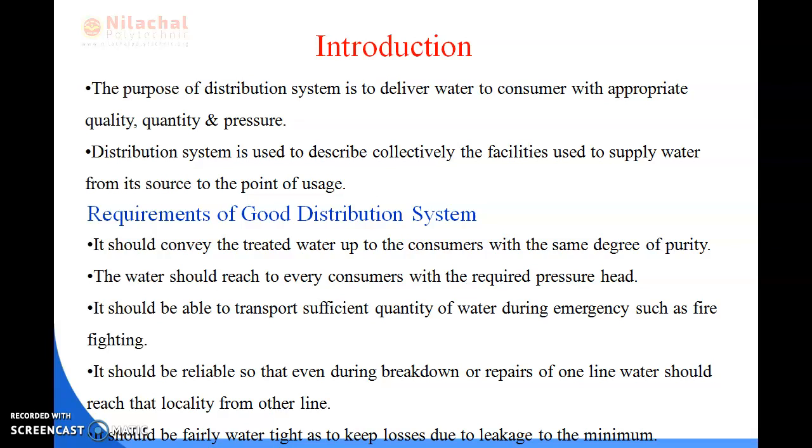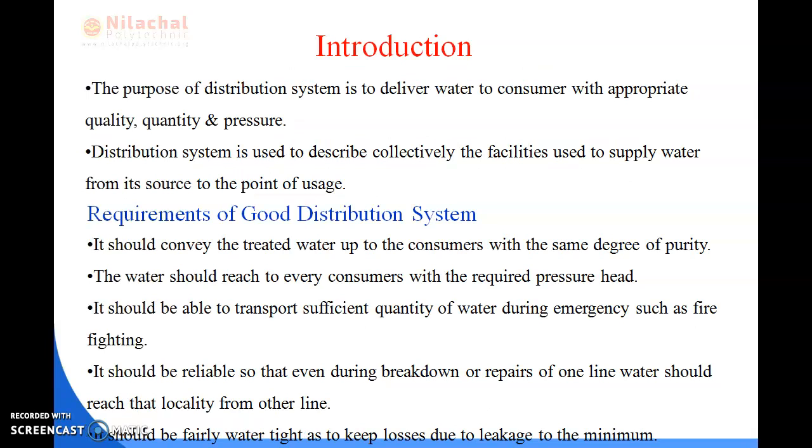Then what are the requirements of a good distribution system? It should convey the treated water up to the consumers with the same degree of purity. The water should reach every consumer with the required pressure head. It should be able to transport sufficient quantity of water during emergencies, such as firefighting. It should be reliable so that even during breakdown or repairs of one line, water should reach that locality from another line. It should be fairly watertight so as to keep the losses due to leakage to the minimum.